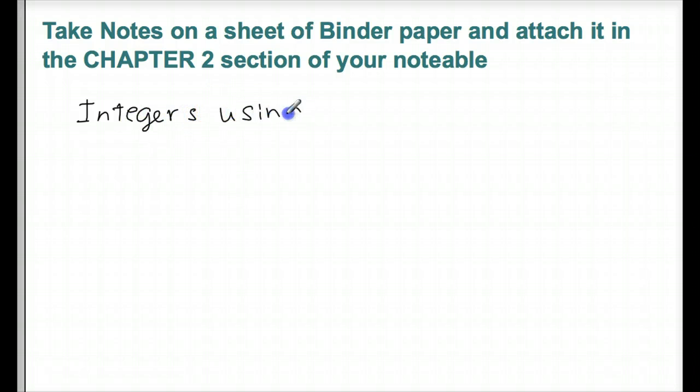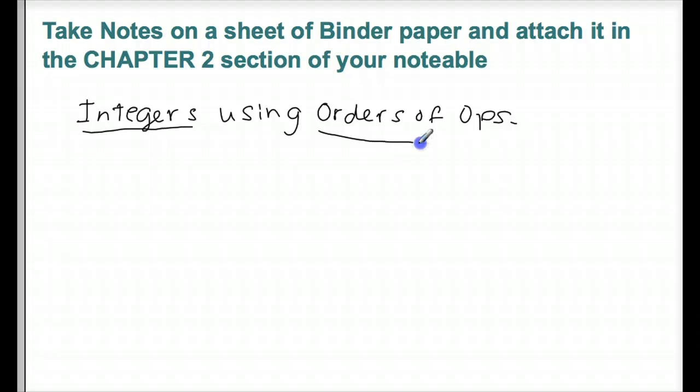using order of operations. So we're applying all of the knowledge we have about integers and all of the knowledge we have about the order of operations. So let's review what the order of operations are.